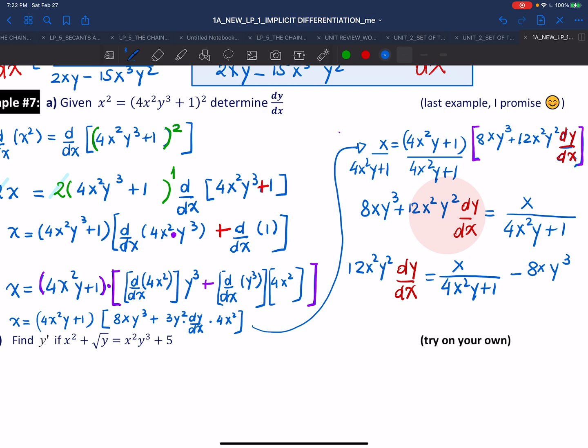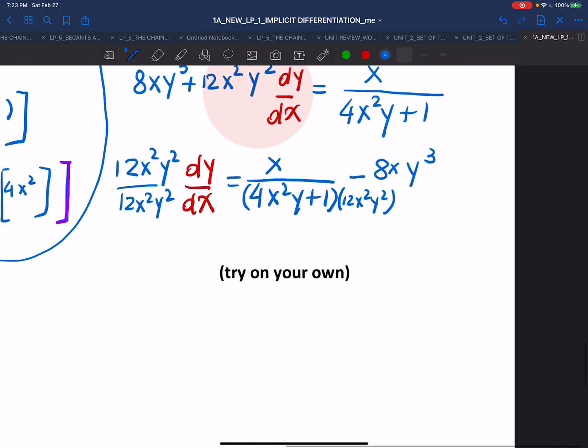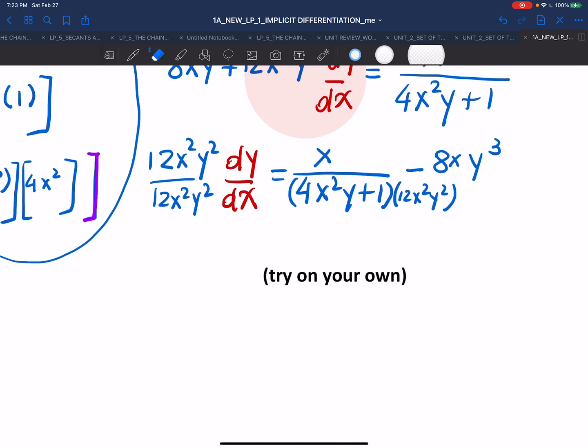And now we'll divide both sides of the equation by 12x squared y squared, which means that this term here is multiplied by 12x squared y squared in the denominator. And the same thing applies to the other term. Let me make this a little bigger so that we can organize our work better.